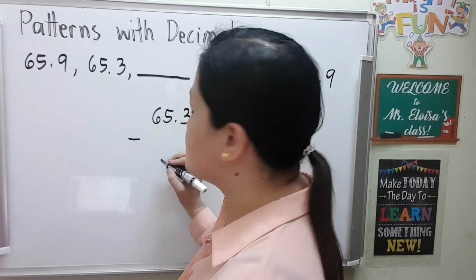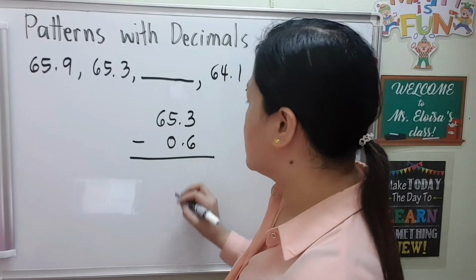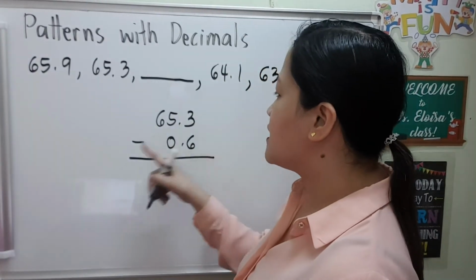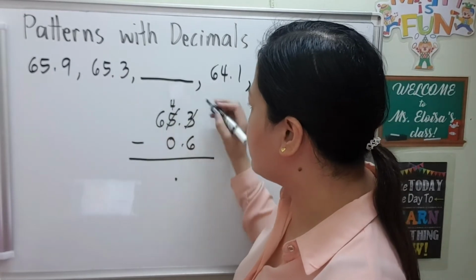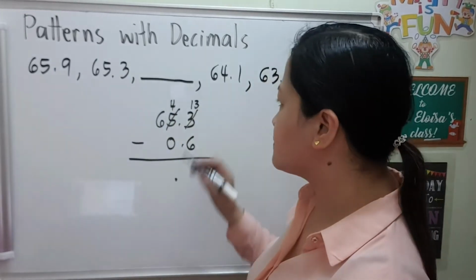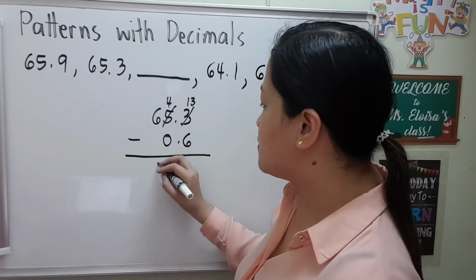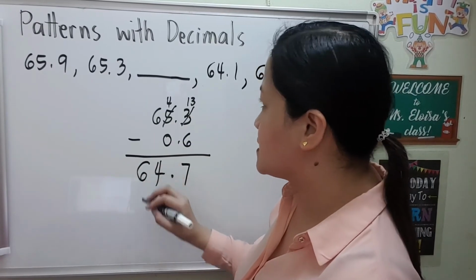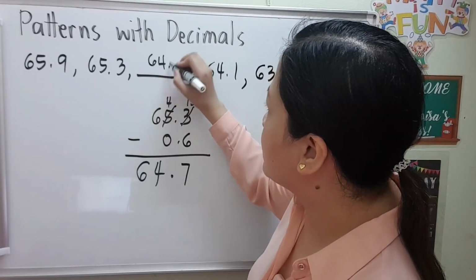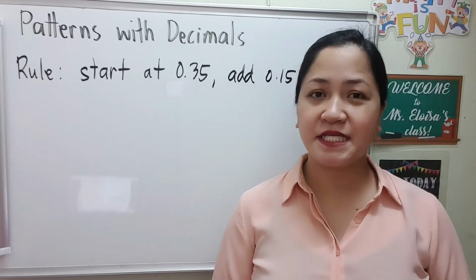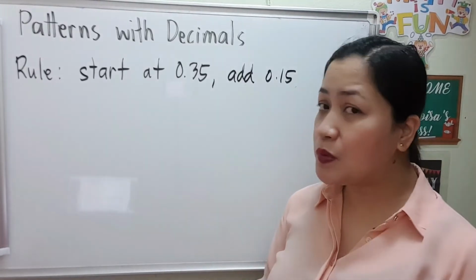We are going to subtract 0.6. Put the decimal point. 3 minus 6 cannot be, so we will borrow from 5, making it 4, and 3 will be 13. 13 minus 6 is 7. 4 minus 0 is 4. Bring down 6. That means the missing term is 64.7. So for this next example, the sequence is not given, but the rule is given.